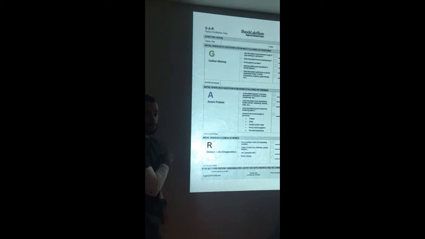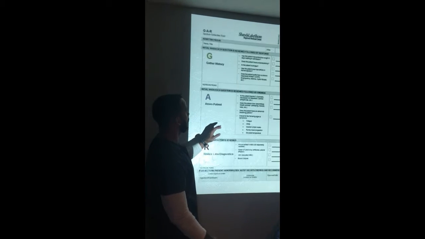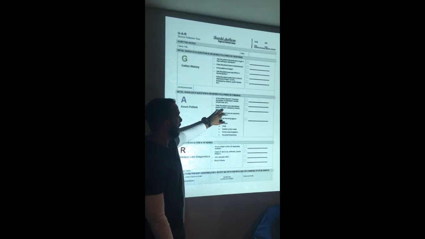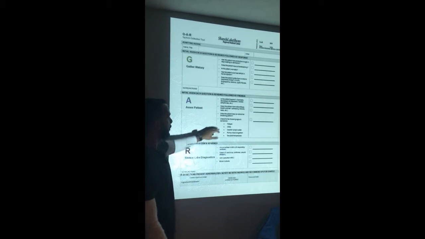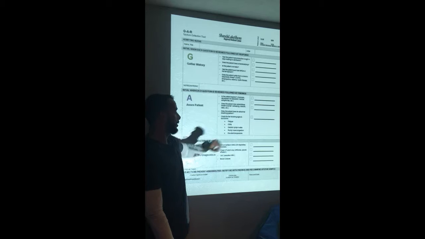Following the gathering of the history, the nurse is going to have to assess the patient. Is the patient hypoxic? Does the patient have adventitious breath sounds, wheezing, rhonchi? Does the patient have any abnormal breathing pattern? Check for the following signs and symptoms.